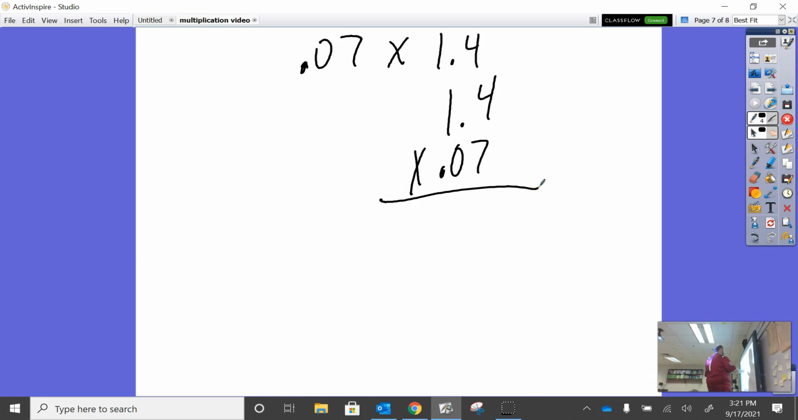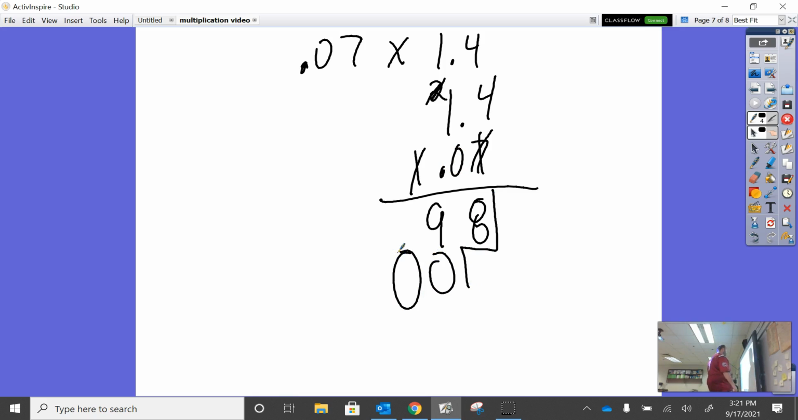So I'm going to say 4 times 7 is 28, so 8, carry my 2. 7 times 1 is 7, plus 2 is 9, okay? Cross out that, okay? Then I'm still going to bump down, and I'm going to say 0 times 4, 0. 0 times 1, 0, okay? Then add my 0 in, and I'm going to tell you why this is important in just a second. So we're going to add them up. So that's 8, this is 9, this is 0, okay?